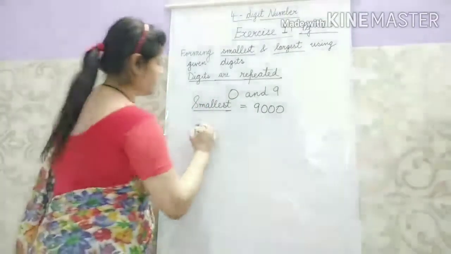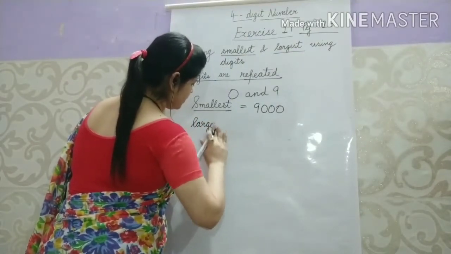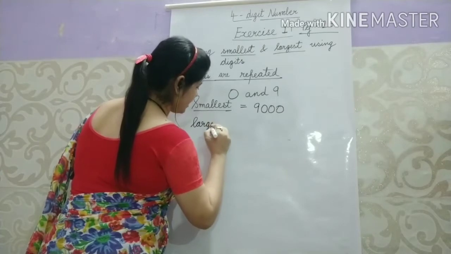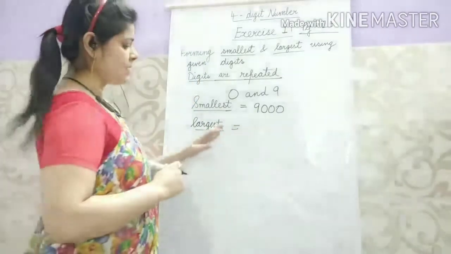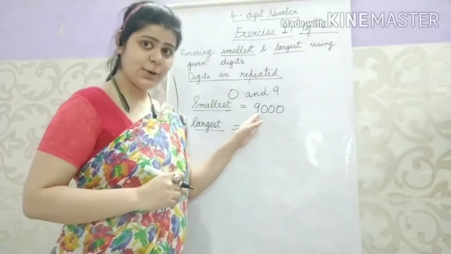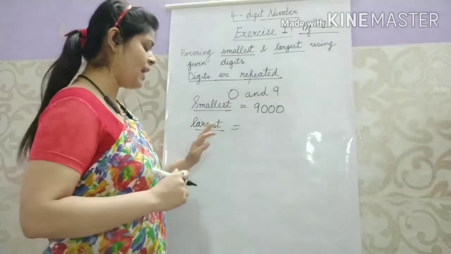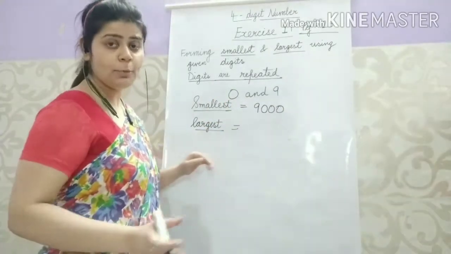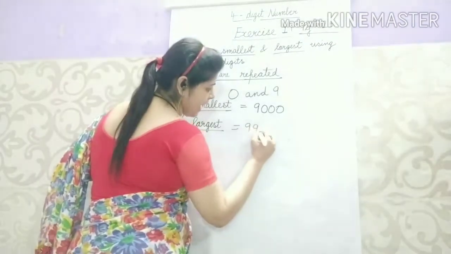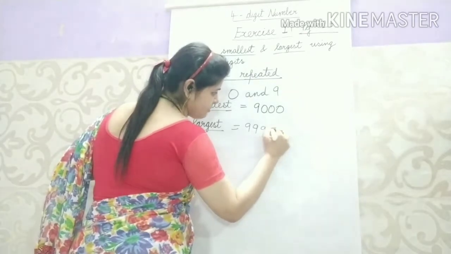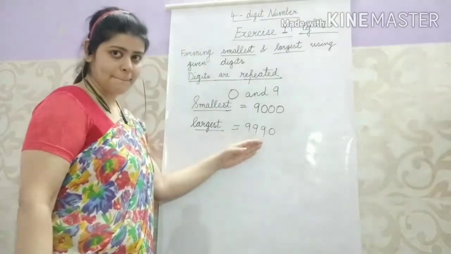Now we will talk about the largest 4-digit number. So what will we write now? The numbers you can repeat. So 9 or 0 you can repeat to make the largest 4-digit number. So how will you make it? Like this. If we write 9, 9 and 9, then we write 0. So it will be the largest 4-digit number.